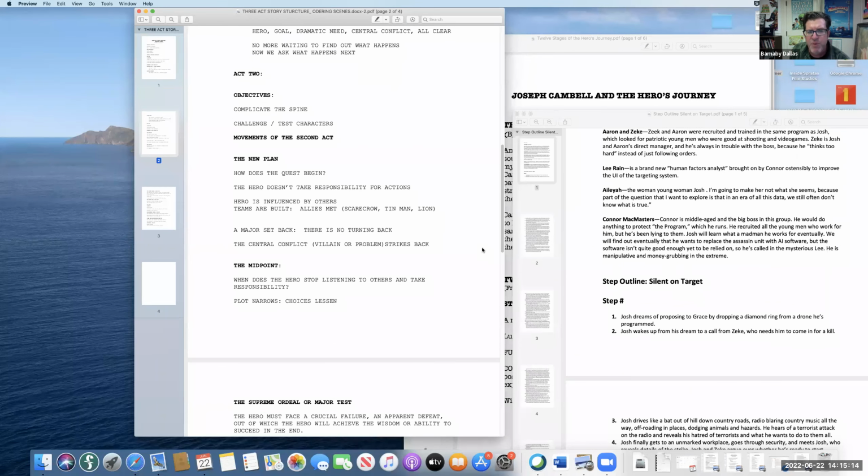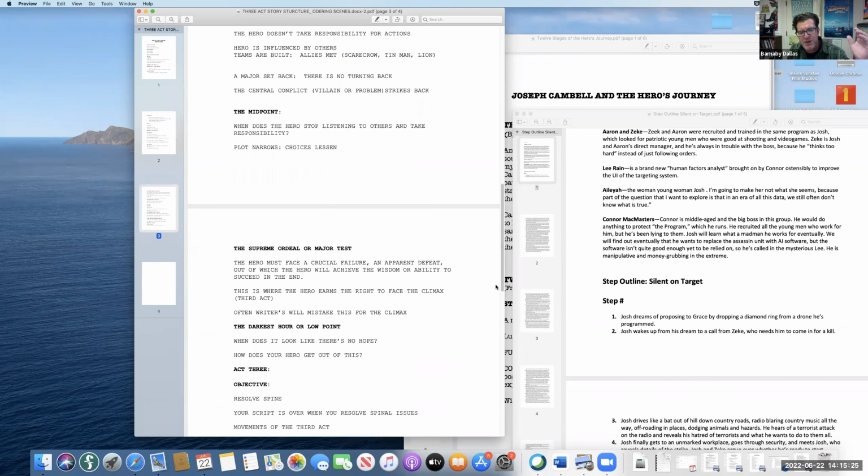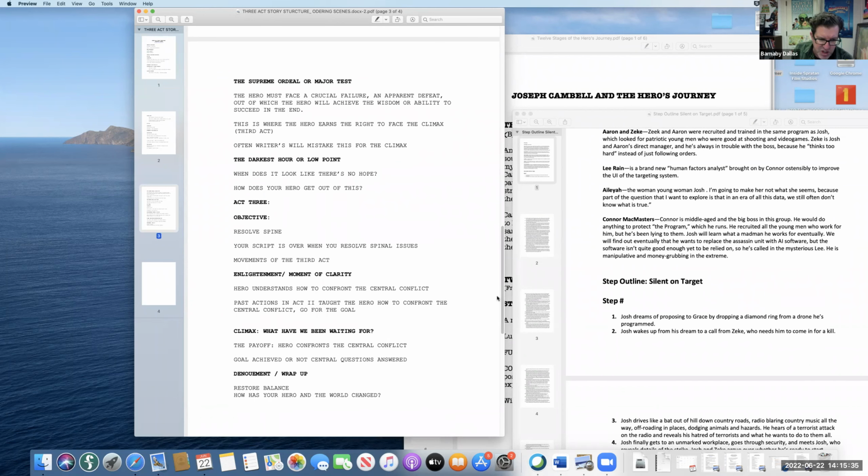Second act, right? We're on the road. There's a new plan. There's a setback. There's a point in the middle of the second act where your hero takes responsibility, and everything becomes about getting over this major test that sends us to the end of the second act. Again, another 10 to 20 scenes. And you're going to resolve it with a climax that satisfies all your spinal issues.